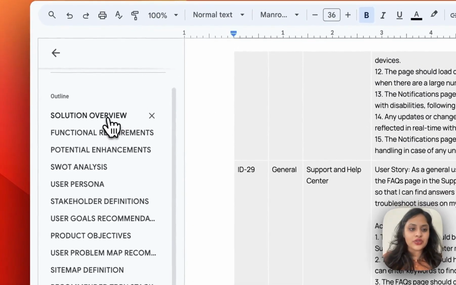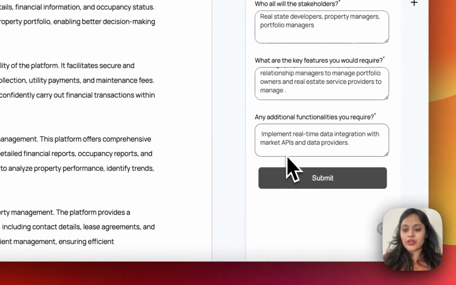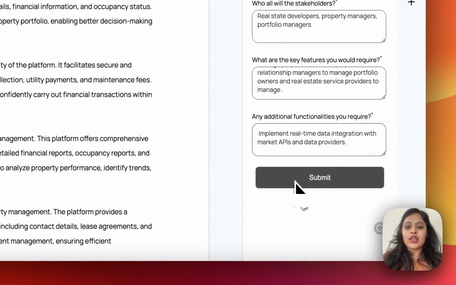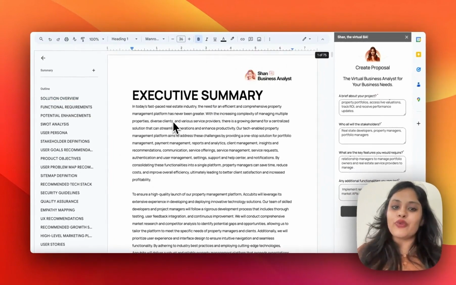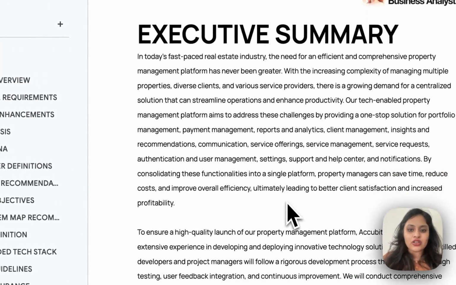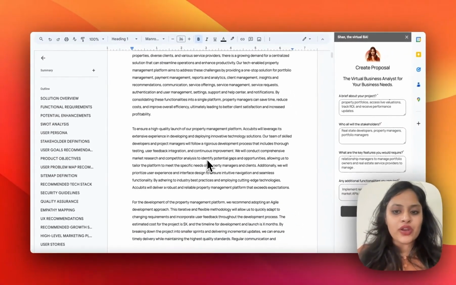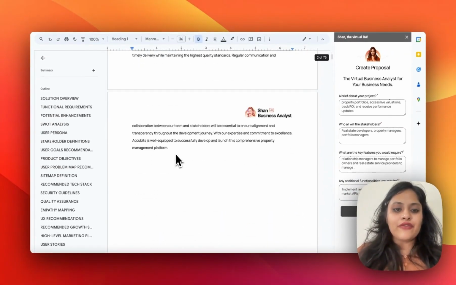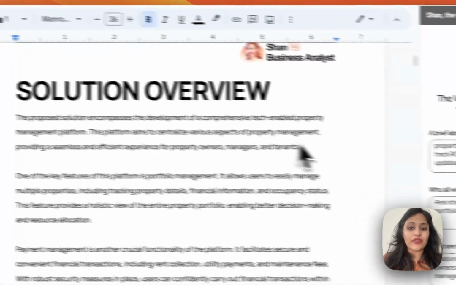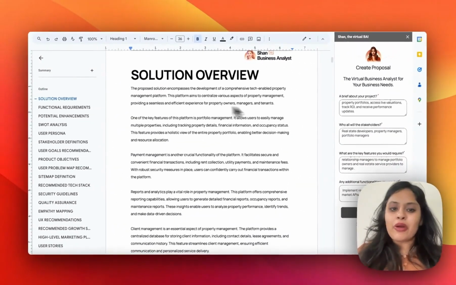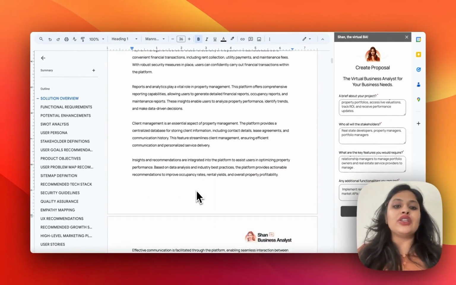And here's the solution. All right. And as you can see, the solution will be generated for you. Here we have the executive summary. It talks about the problem, the project, what we're building, and then further, it gives you a solution overview. The proposed solution encompasses development of a comprehensive tech-enabled property management platform, gives you the entire solution.